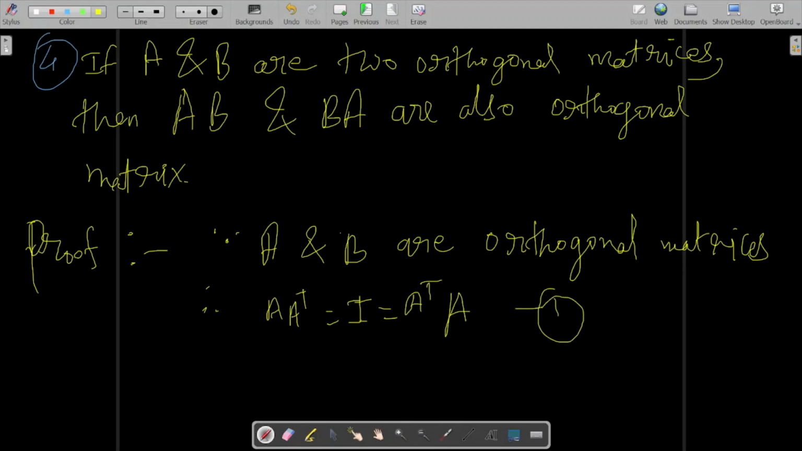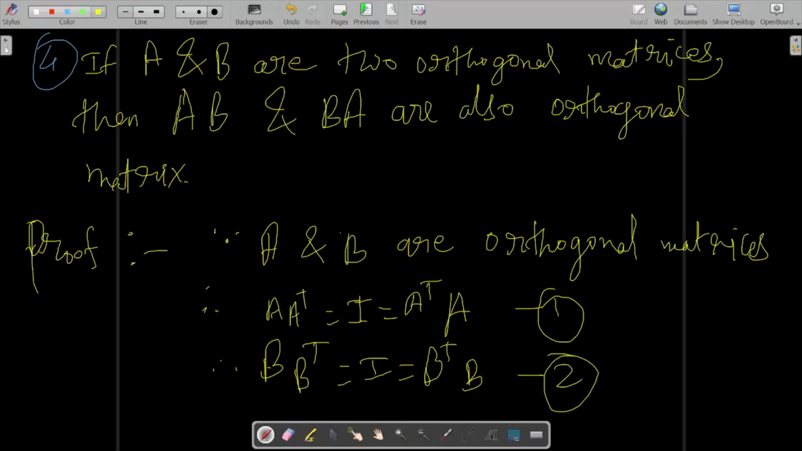Okay, this is equation number 1. And similarly, by applying the same definition on the B matrix, we have this thing. This is your equation number 2. So we have to show that AB is an orthogonal matrix, and if AB is shown to be orthogonal, then by applying the same method, BA can also be shown to be orthogonal. So we will prove for AB, and for BA you can do yourself.